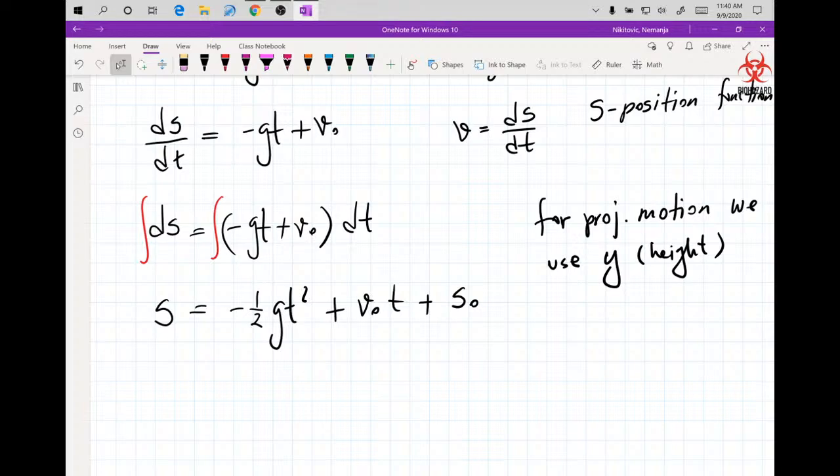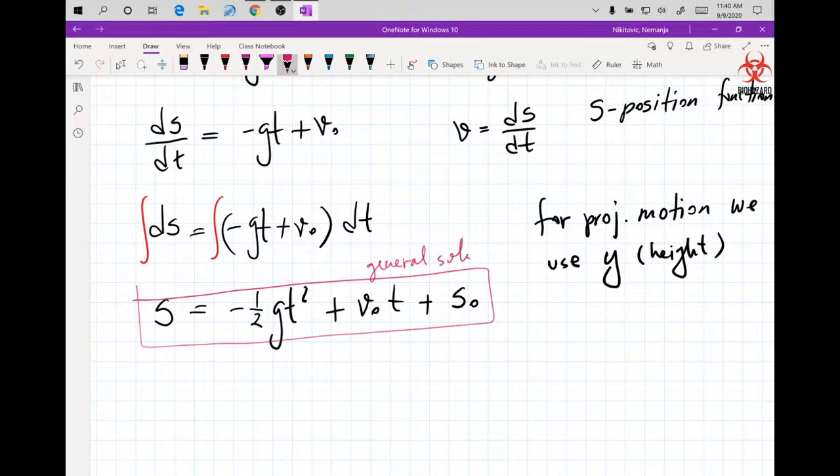So we're going to put this, and we're also going to say general solution, because I have these two that are unknown.